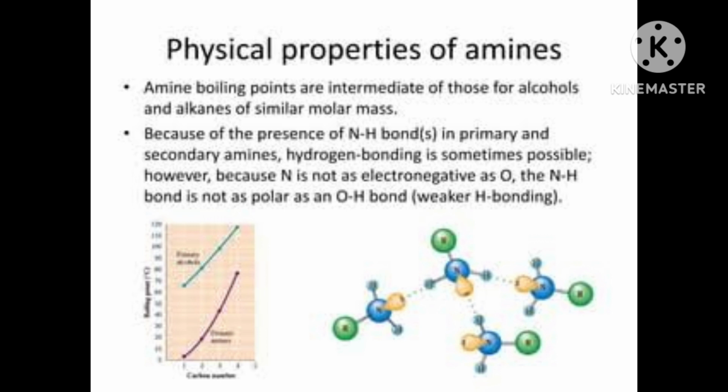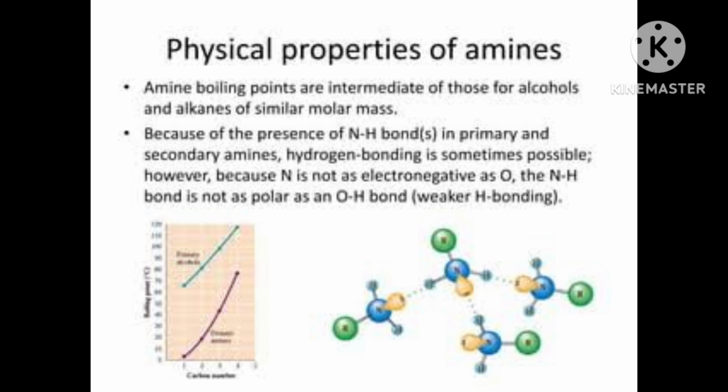Now I will come to the physical properties of amines. The type of question problems I discussed is asked particularly in medical and engineering, and other examinations also. Whenever you find this type of problem, you must try to solve it.